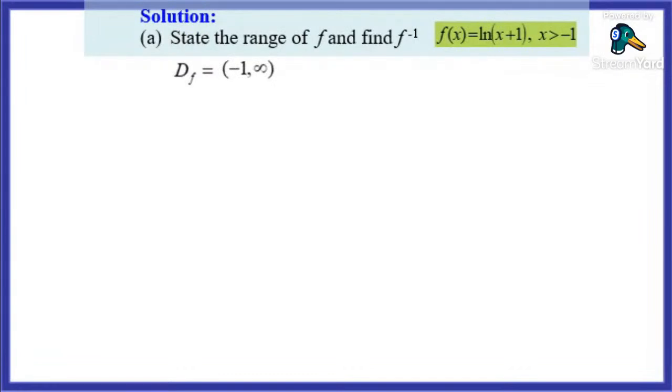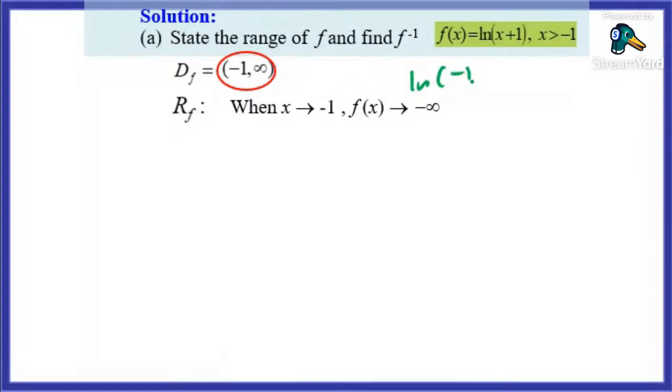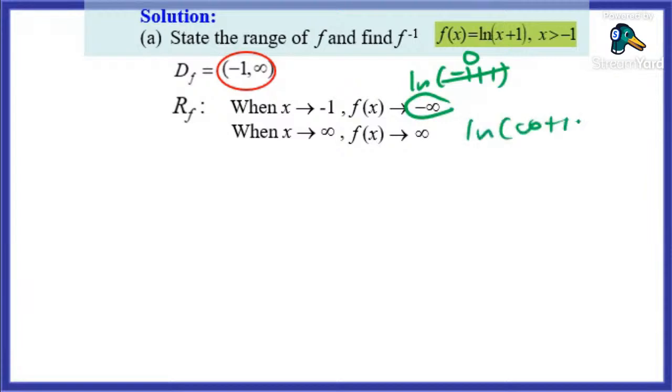Okay. Kita tahu domain dia x more than negative 1. So range dia adalah when x approach to negative 1, f(x) approach to natural log of negative 1 plus 1, which is natural log of 0, which is negative infinity. And then when x approach to infinity, y approach to infinity. Kenapa? Natural log of infinity plus 1 is infinity. So log infinity is infinity. So that's why the range is equal to from negative infinity to infinity.